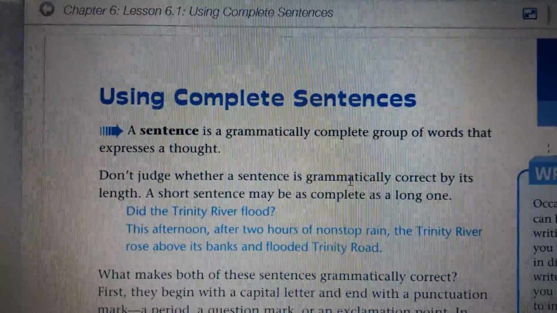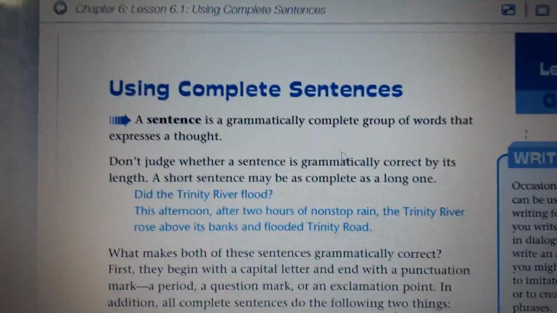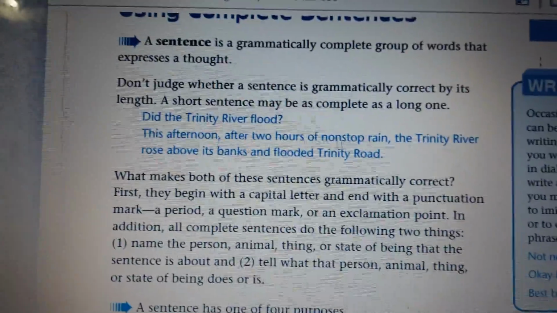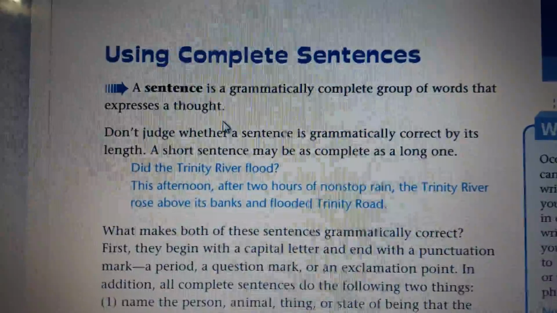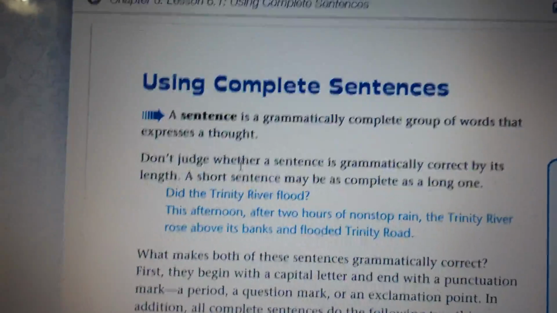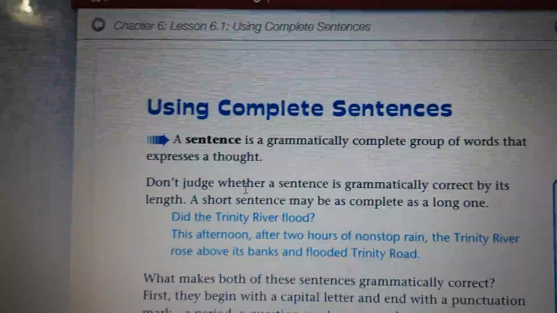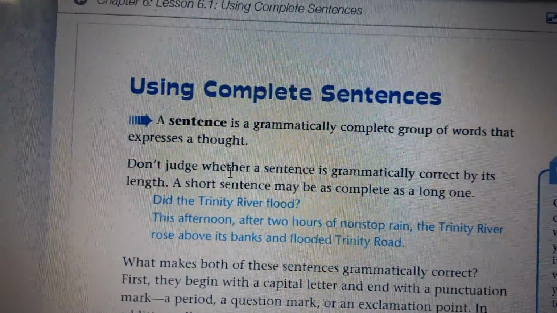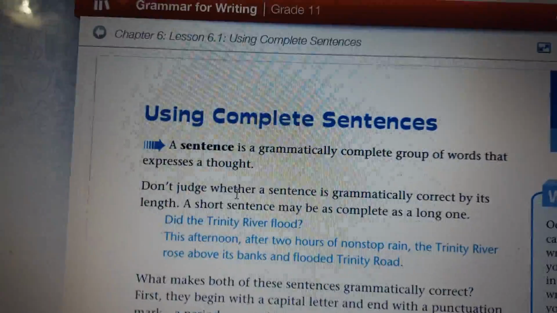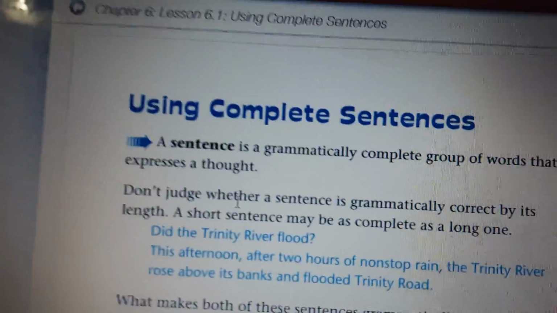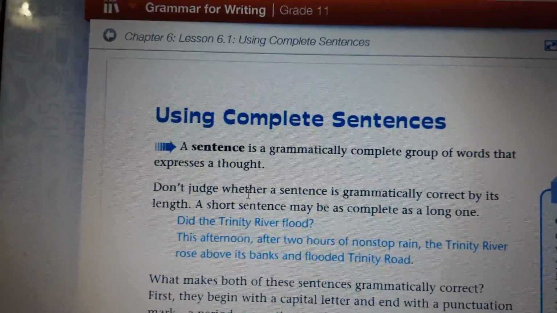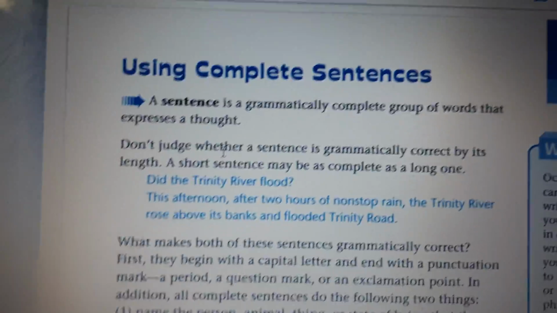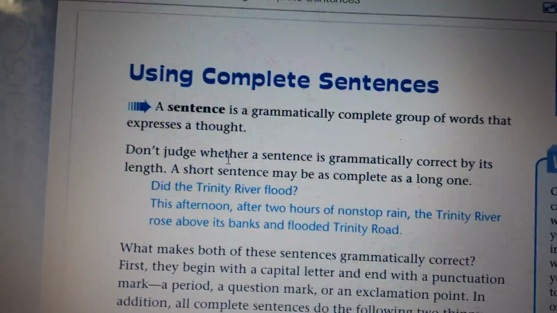So, today, grammar for writing, chapter 6, page 115. Okay, so we're going to talk about using complete sentences. This will help you to write a good sentence and will also help with your essays to avoid mistakes. And if you want to edit someone's essay, like your friend's, you can tell him this is wrong or this is right, and you can explain this is an interrogative sentence or imperative sentence, or this is a declarative sentence.